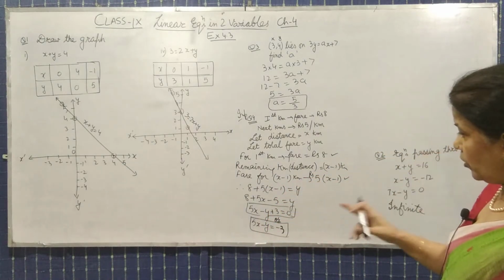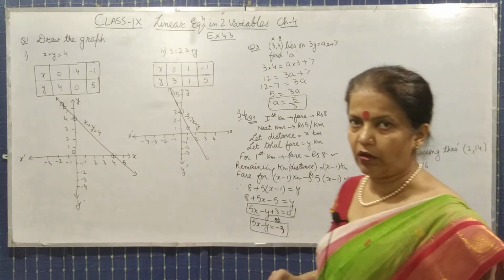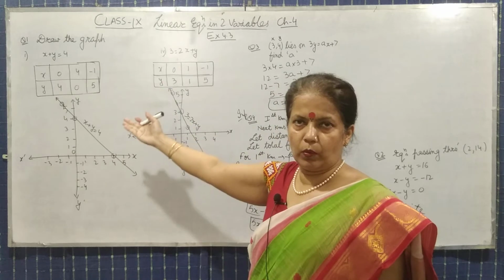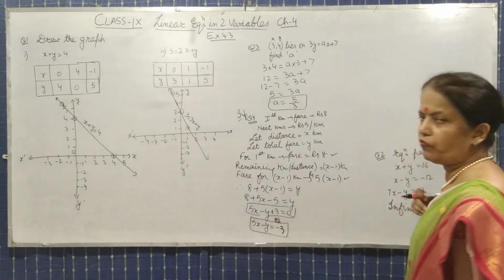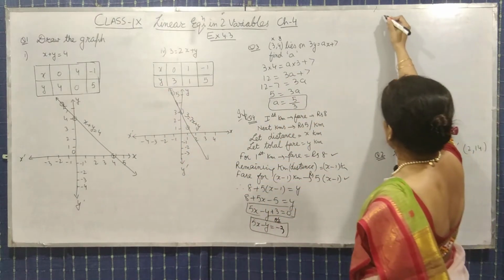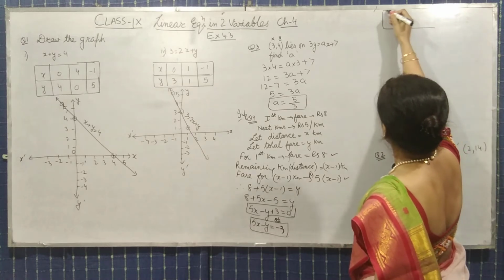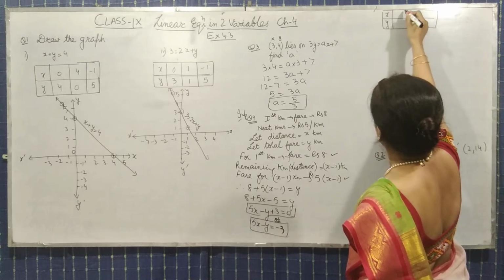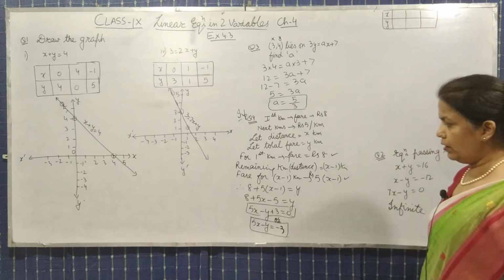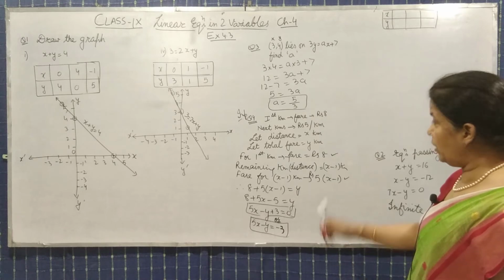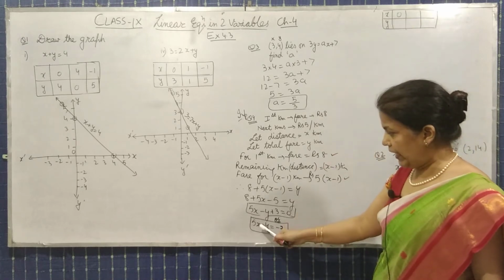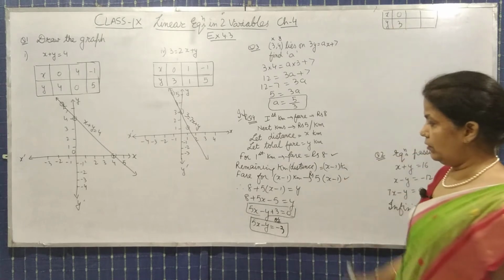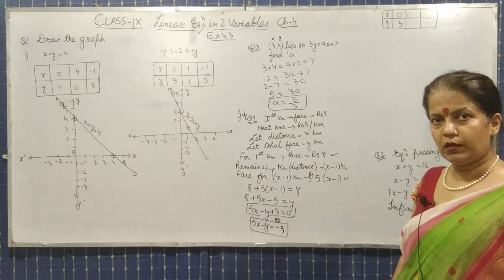Now what does the question say? You have to draw the graph. So what will you do? For the graph, again the same procedure as we did over here. First of all, you have to find the solutions. At least 3 solutions you will take. So, if x is 0, then y will be 3. Y will be 3. Clear?